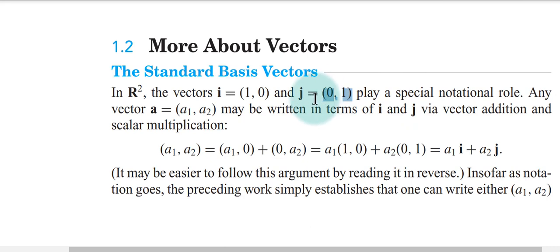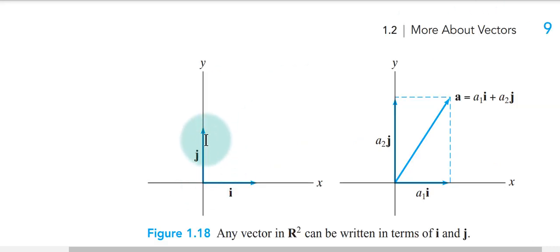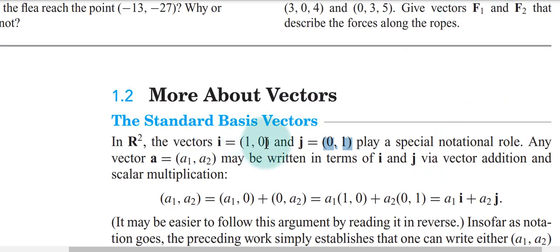And then we also have j, which is 0 in the x direction and 1 in the y direction, and that looks like this. So we're just focusing on two special vectors, i and j. You can see why we would focus on them. They're kind of important. One goes only along the x-axis, the other goes only along the y-axis. They only go one unit in each direction, so they're kind of special. So again, (1, 0) and (0, 1).